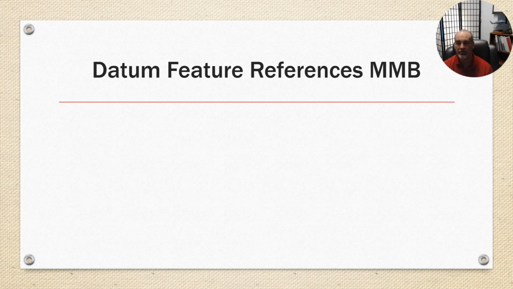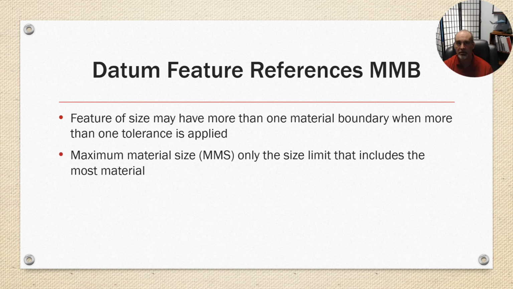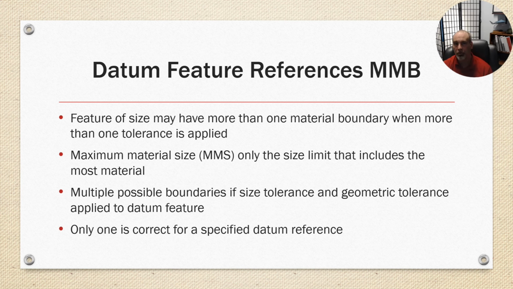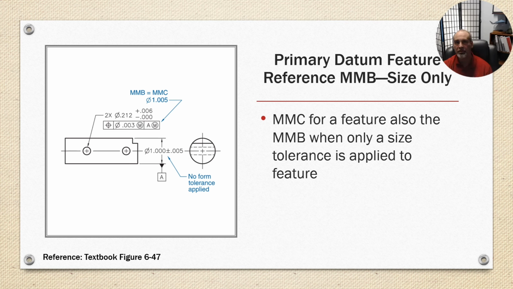A datum feature references MMB. So a feature of size may have more than one material boundary when more than one tolerance is applied. Maximum material size is only the size limit that includes the most material, and there are multiple possible boundaries if size tolerance and geometric tolerance are applied to the datum. Only one is correct for the specified datum reference. Primary datum feature reference MMB, size only. MMC for a feature is also the MMB only when a size tolerance is applied to the feature.